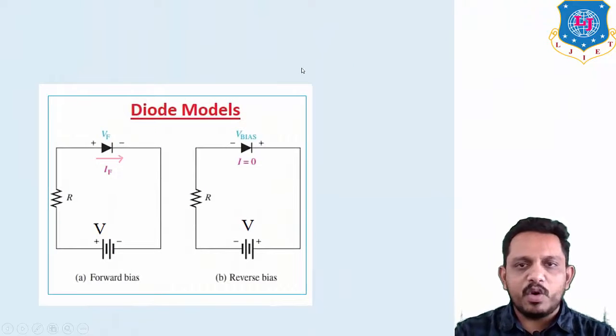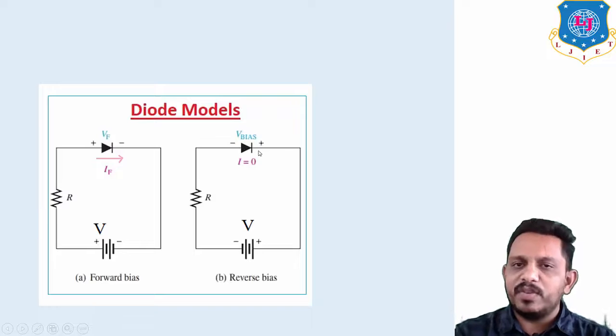So these are the diode models. This terminal is denoted as the positive terminal, this terminal is denoted as the negative terminal. If the positive terminal is connected to the battery's positive terminal and the negative terminal is connected to the battery's negative terminal, this is known as the forward biasing condition. Here this is the positive terminal of a diode, this is the negative terminal of a diode.